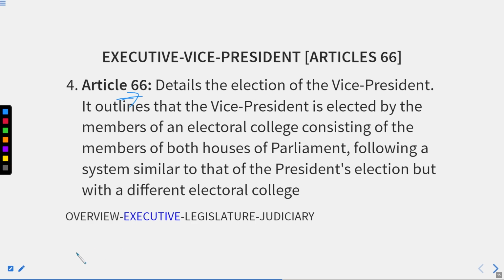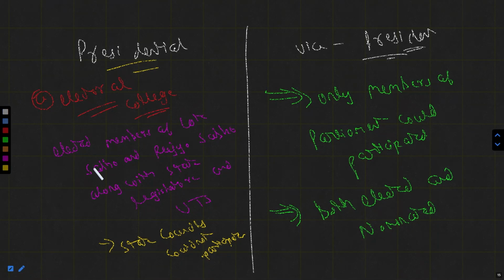All right. In the presidential elections, only the elected members could participate of Lok Sabha and Rajya Sabha, with the state legislature and the UTs. And UTs we have only two here. Which one? Delhi and Puducherry. Only these two UTs could participate.